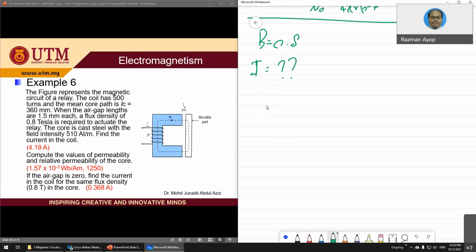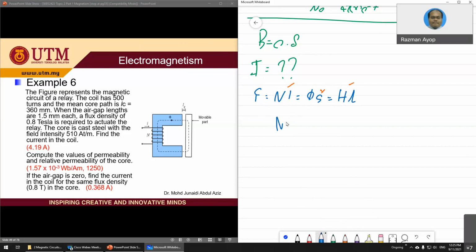So how to solve this? Any idea? Find the I. Somebody answer? What formula should we use? So remember, F is equal to Ni, equal to flux times S, equal to H L. So which formula you have to use? You can see here there is no reluctance, so this is out. So the only thing that you need to use is this one and this one.